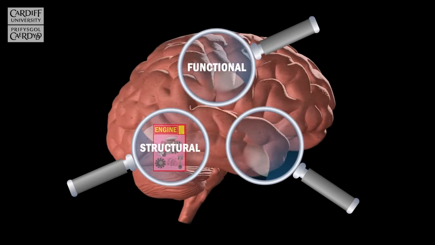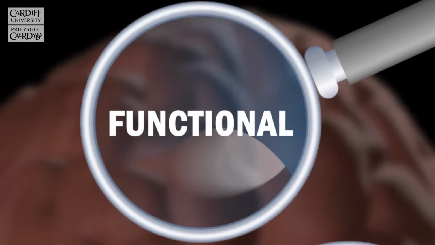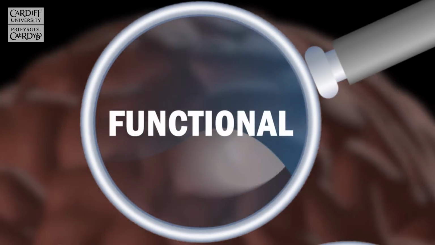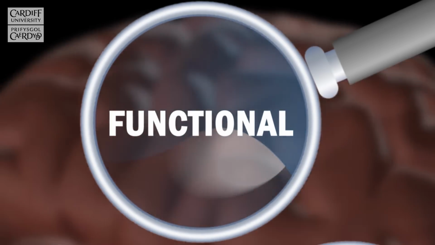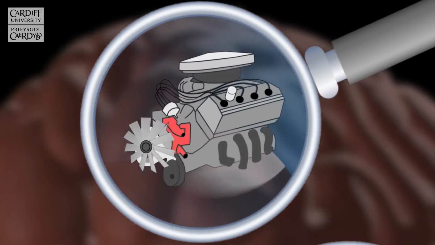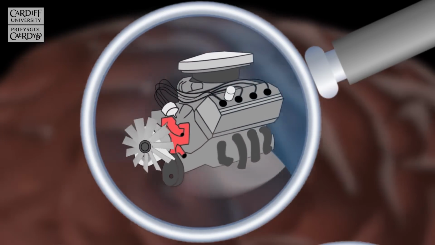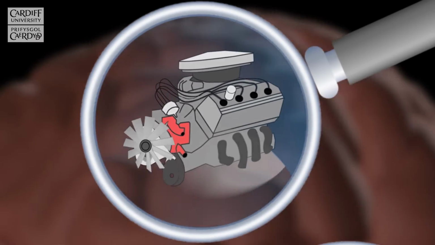Functional techniques tell us about how the brain is operating in real time, how chemical balances, electrical activity, or blood flow are changing in the brain, but don't give us much information about brain structure. This would be like listening to the sound an engine makes when it's running, detecting second-by-second indicators of performance in response to different conditions, including rest.